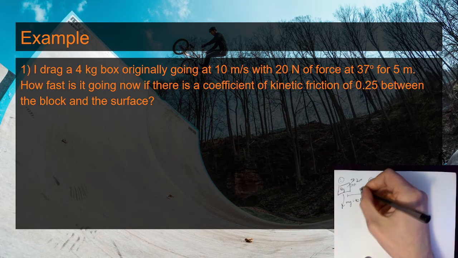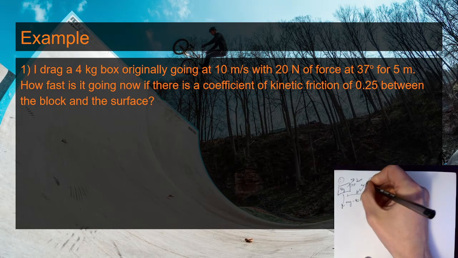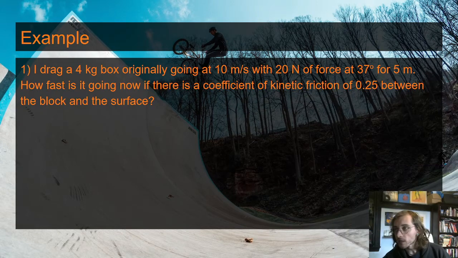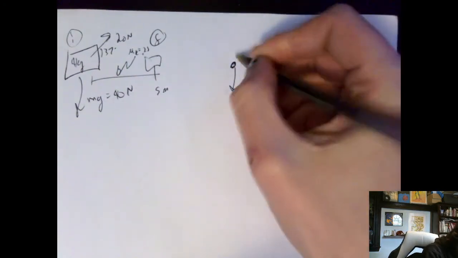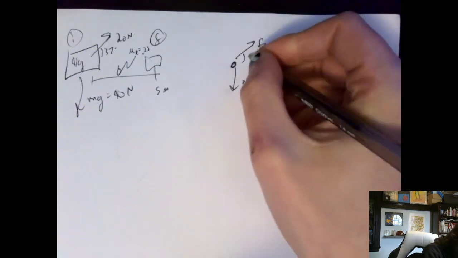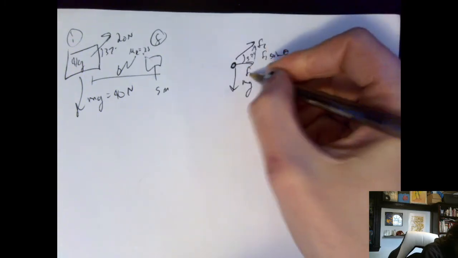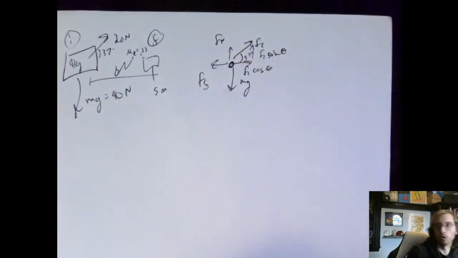And we know that mu k is 0.25. So this is a problem with forces, just as we have been, we should probably start setting up a free body diagram. So we've got mg going down, we've got force 1 at a 37-degree angle, which means we'll have two components. We'll have F1 times the sine of 37 and F1 times the cosine of 37. And we should have some normal force going up and a force of friction going backwards.